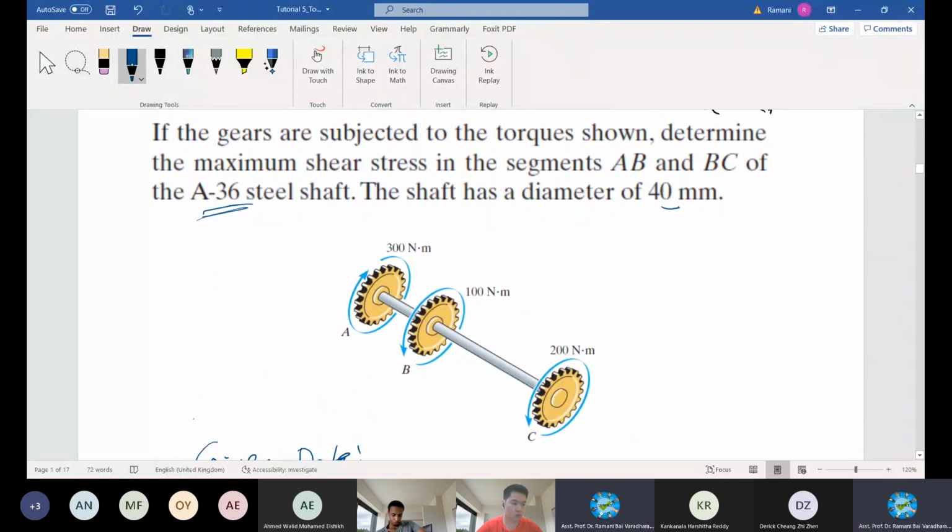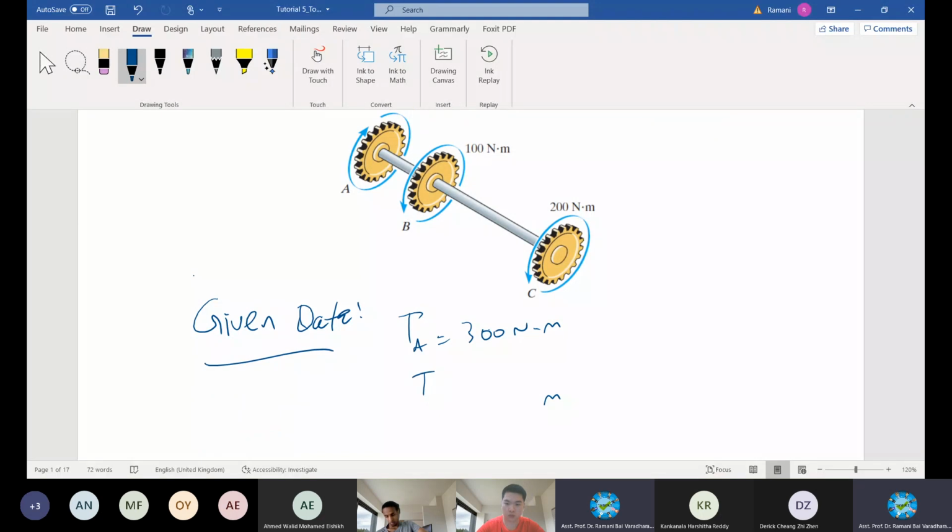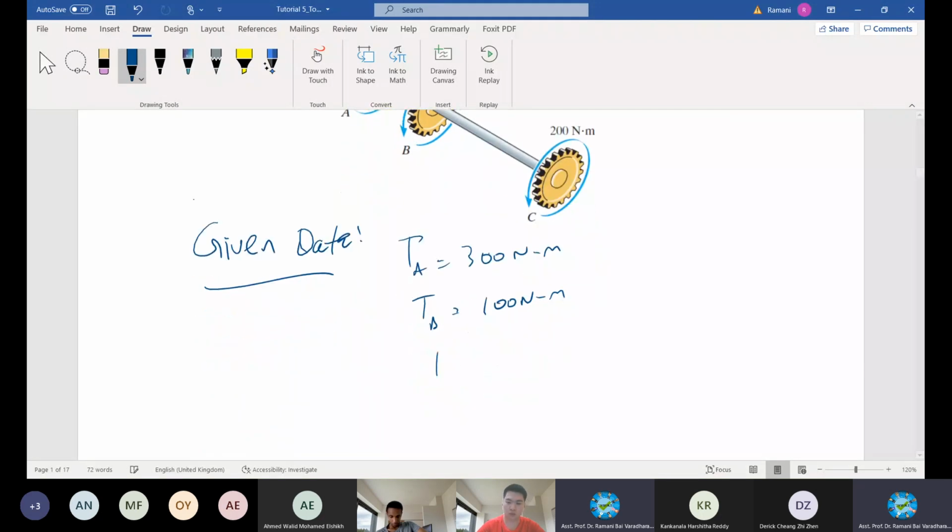I write the torsional moments. TA is given as 300 Newton meter, TB is given as 100 Newton meter, and TC is given as 200 Newton meter.